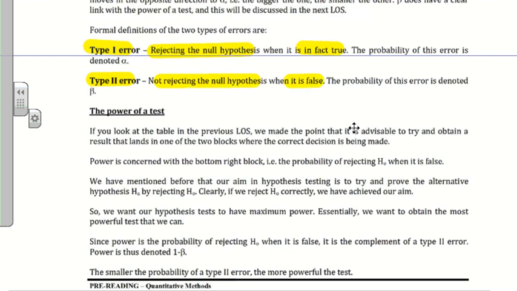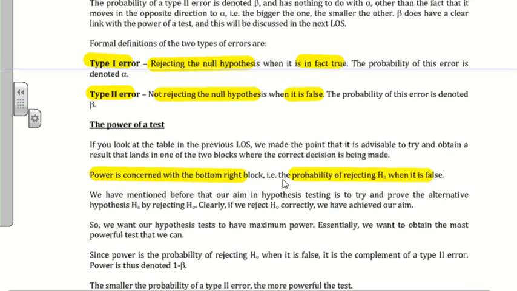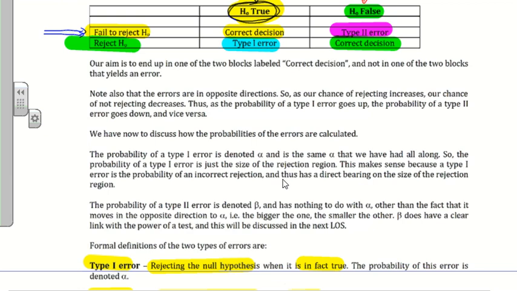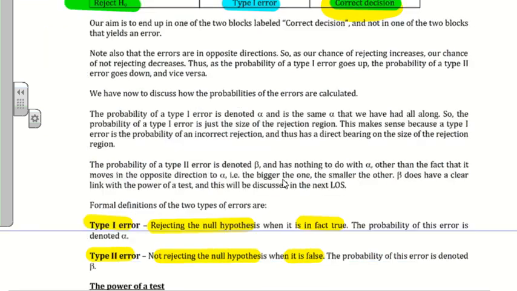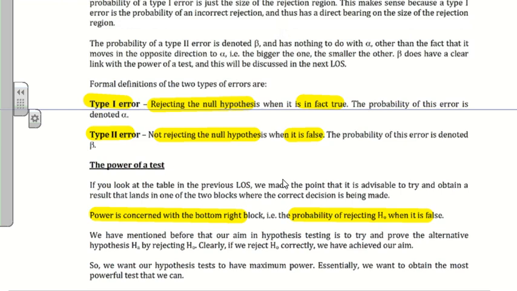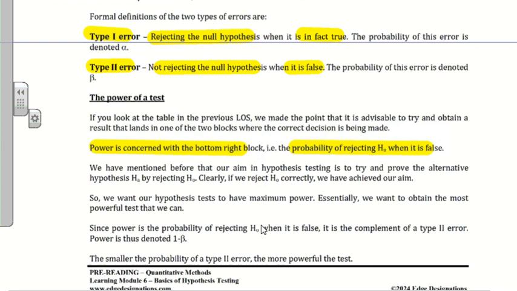Okay, we talk a little bit about the power of a test. Power is generally concerned with the bottom right block, the probability of rejecting H0 when it is in fact false. I wouldn't spend too much more time over there.